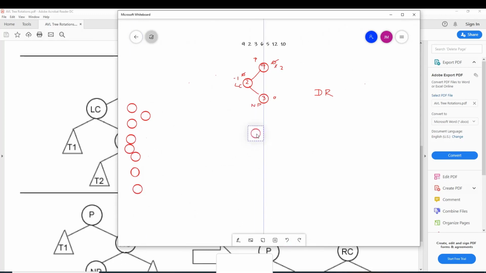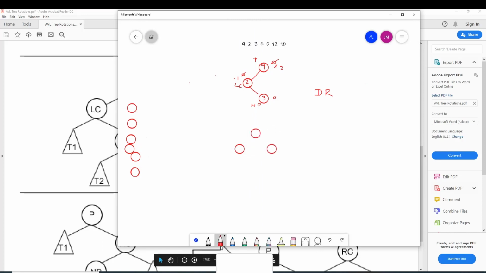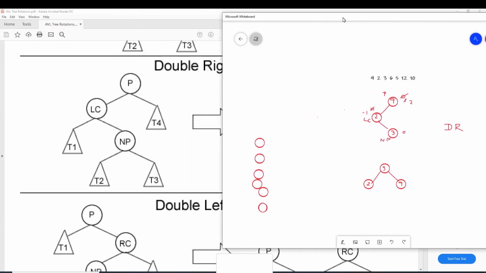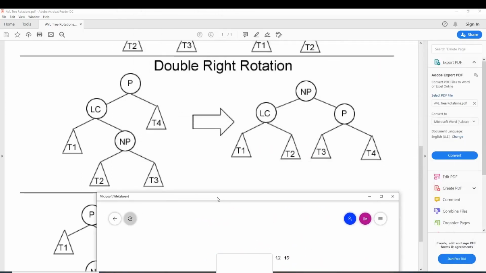So we said the parent goes up. Okay, so the new parent goes up, and then this was the left child and this was the old parent. And this is according to this diagram here. The new parent went up, the left child was the left child of the new parent, and the old parent was the right child of the new parent.